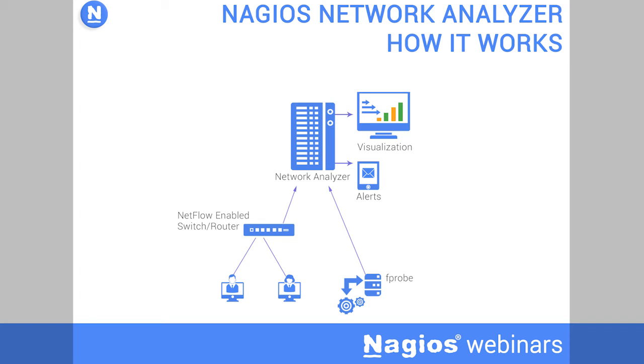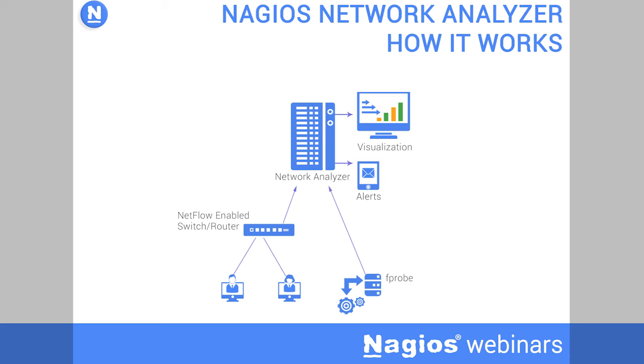Especially Network Analyzer and Log Server can be fairly resource intensive. XI certainly can be as well if it's monitoring a lot. But especially Log Server and Network Analyzer, they kind of need their own space. So you'd want your own VMs or physical machines. So Network Analyzer would be another one on your network.